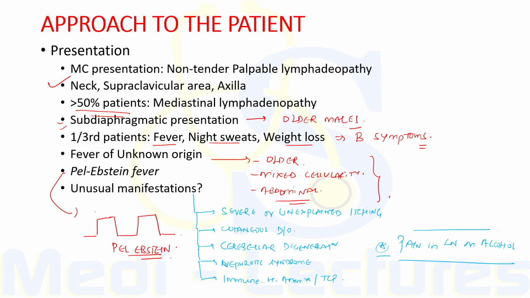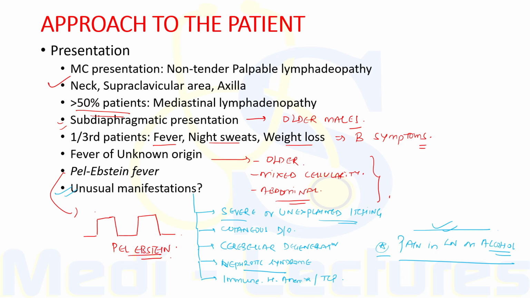Now, Hodgkin's lymphoma can occasionally present with unusual manifestations like severe or unexplained itching, certain cutaneous disorders like erythema nodosum or ichthyosiform atrophy. There can be paraneoplastic cerebellar degeneration and other distant effects on the central nervous system. Patient can present with nephrotic syndrome, immune hemolytic anemia or thrombocytopenia, hypercalcemia, and finally there can be pain in these non-tender lymph nodes on alcohol ingestion. So these are some of the unusual manifestations of this disease.